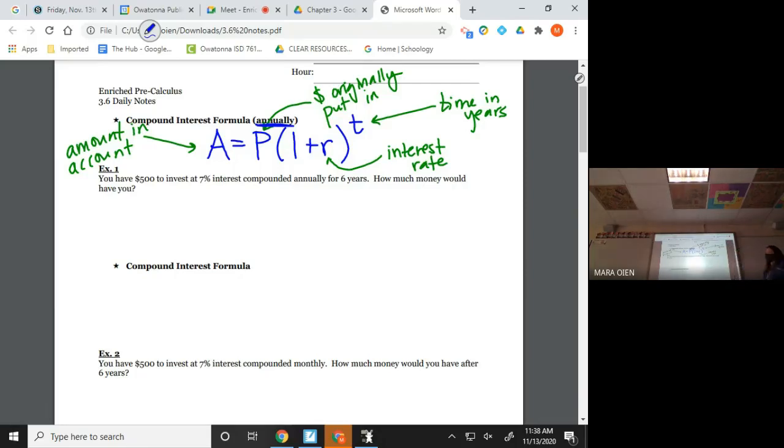So example 1 is let's just use that formula. It says you have $500 to invest at 7% interest compounded annually for 6 years. How much money would you have? So I'm just going to plug what I know into that formula, and then I'm honestly going to do the rest of the work on my calculator. I want to know how much money I would have if I had this lump sum of 500. I'm going to do 1 plus my interest rate, change that 7% to a decimal, so I'm going to say 0.07, and I'm going to raise it to the 6th power.